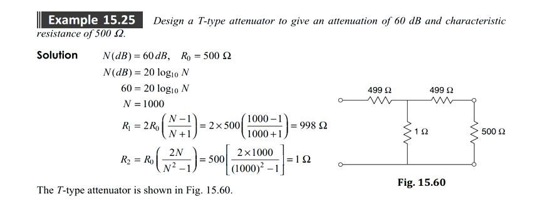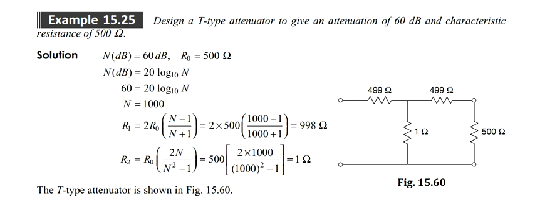So we all know for designing an attenuator, we will be given the attenuation value as well as the characteristic resistance. So both are given here. No challenge, directly you can apply the formulas. But there is only one trick, one thing that you need to remember while applying formulas. These formulas, if you see R1 and R2, R1 is equal to 2R0 into n minus 1 by n plus 1, and R2 is equal to R0 into 2n by n square minus 1. These two are valid for the T-type network.